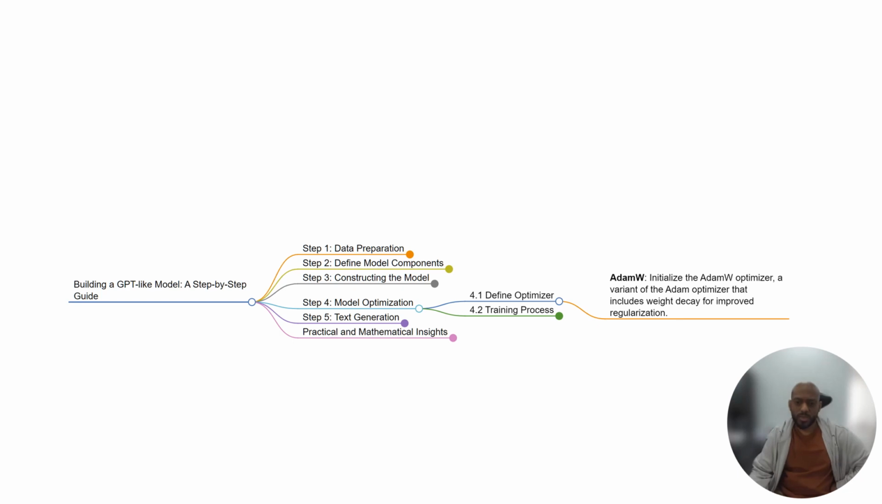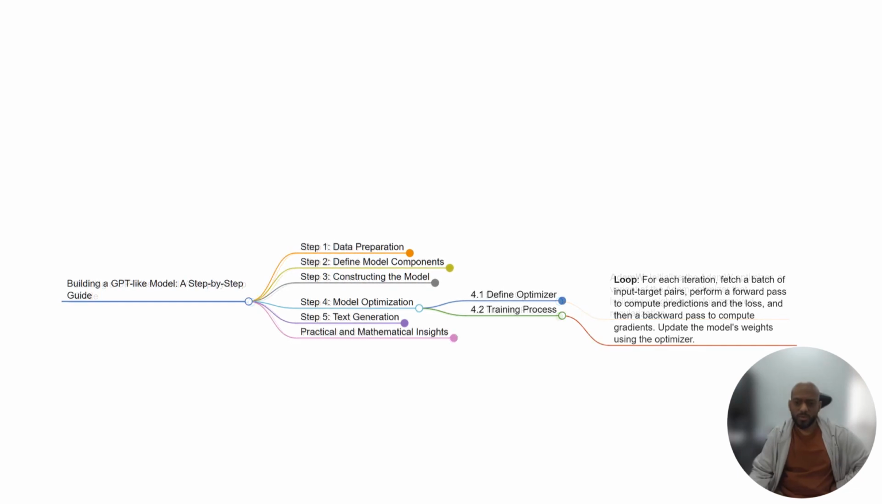Next, we'll do the loop. For each iteration, we'll fetch a batch of input-target pairs and perform a forward pass to compute the predictions and the loss. And then a backward pass to compute the gradients, updating the model weights using the optimizer.